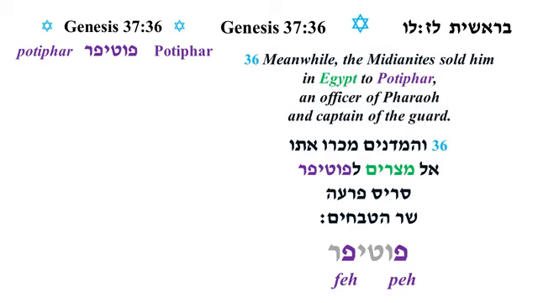Genesis 37, verse 36. Meanwhile, the Midianites sold him, this is Joseph, in Egypt to Potiphar, an officer of Pharaoh and captain of the guard. This is nice. Potiphar. Look, it's got two pays in his name. The first one is the Pay, and then the second one is the Phay. So you have Pay and Phay both showing up in his name. All right. That's Genesis 37.